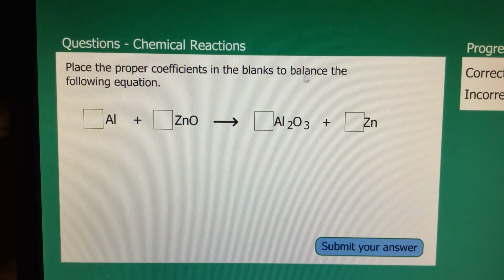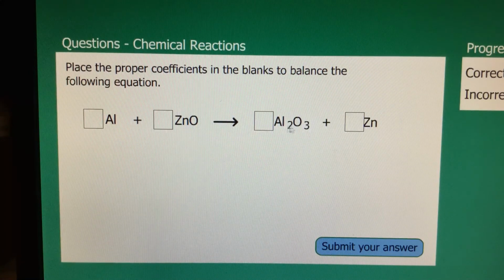Place the proper coefficients in the blanks to balance the following equations. All right, here's another tip. Aluminum and zinc are elements. They're by themselves. We're going to work with the compounds first. So we're not going to necessarily go left to right. We're going to work with the compounds because they may need to be manipulated more than once if we start with the elements. So let's take a look at this compound.